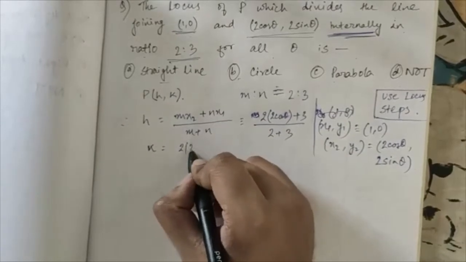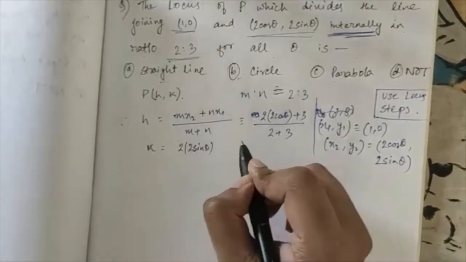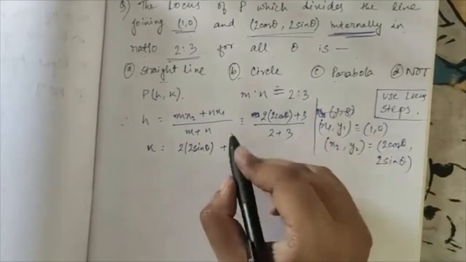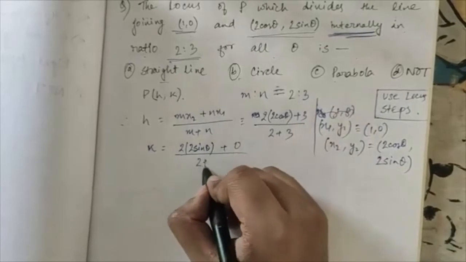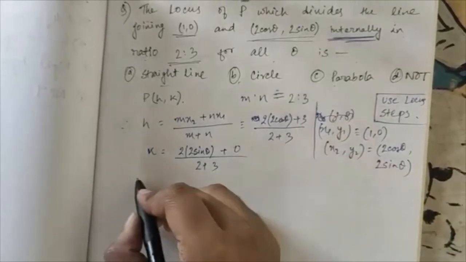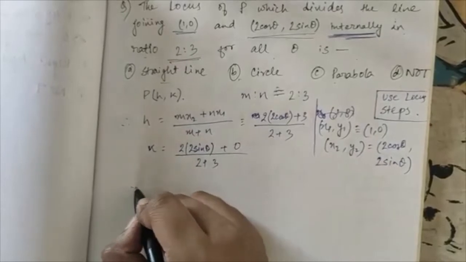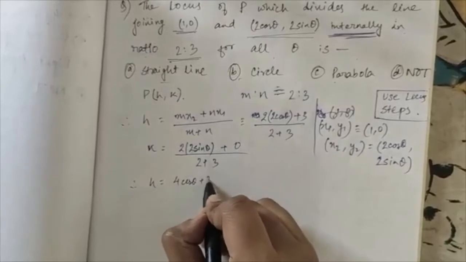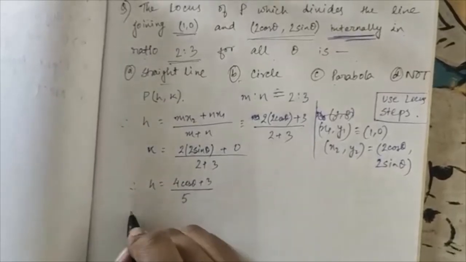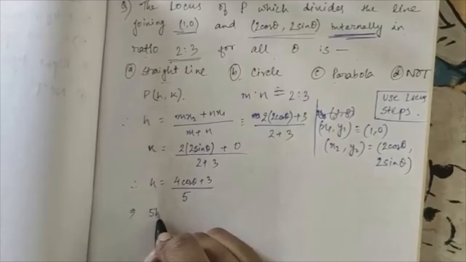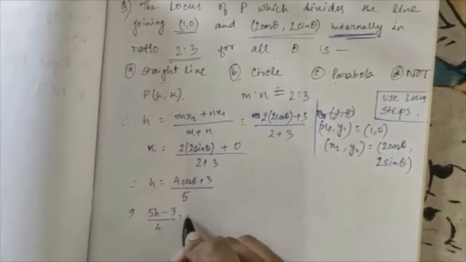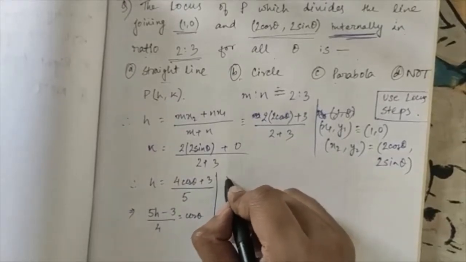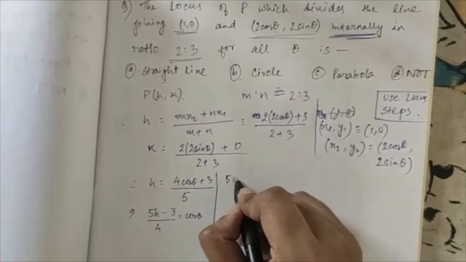So by this we are getting that h is equal to 4 cos theta plus 3. Here m is 2 and n is 3. So now from this we are getting h is equal to (4 cos theta + 3)/5. I guess I haven't done something wrong here. It's (4 cos theta + 3)/5. So h is equal to (4 cos theta + 3)/5. From here you have to get the value of cos theta, which is (5h - 3)/4. Similarly, sin theta is equal to 5k/4.